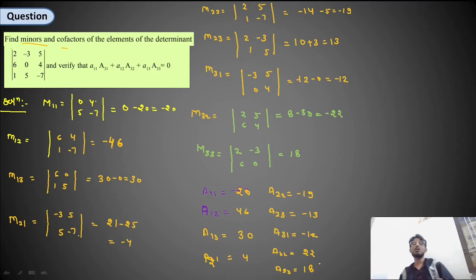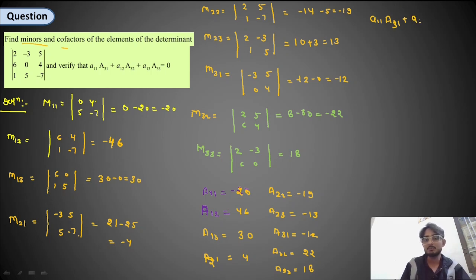Now you have to verify this given equation. a11 into A31. Small a11 means an element of this matrix or this determinant. It means first row and first column element, so here the element of first row and first column is 2, and you have to multiply this with A11, the cofactor of first row and first column. Then a11 into A31 means third row and first column.